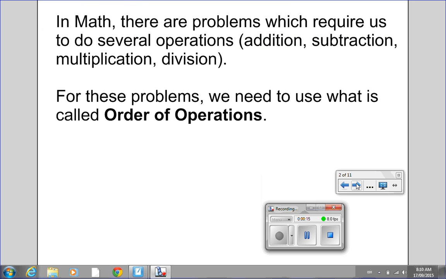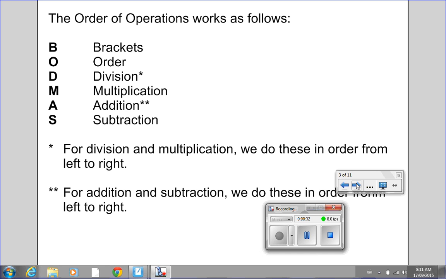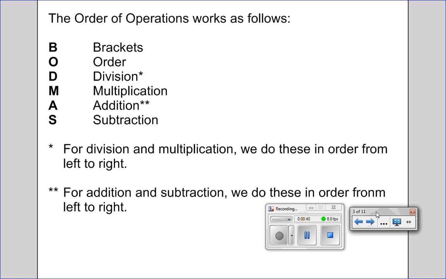In math, there are problems which require us to do several operations: addition, subtraction, multiplication, and division. For these problems, we need to use what is called order of operations. The order of operations works as follows, and we're going to use not BEDMAS, but BODMAS.